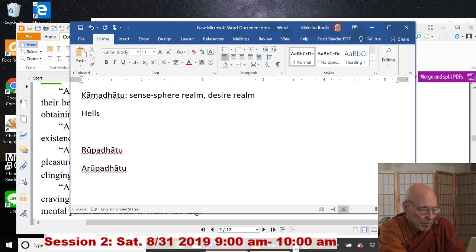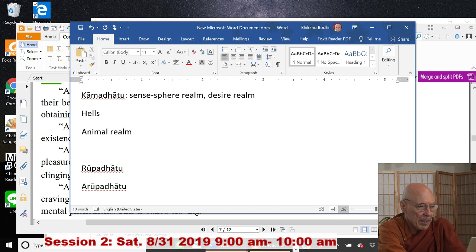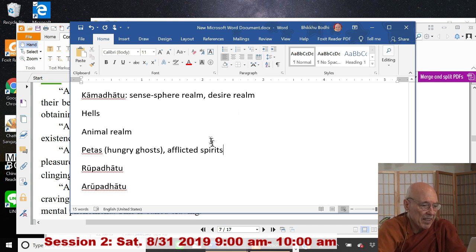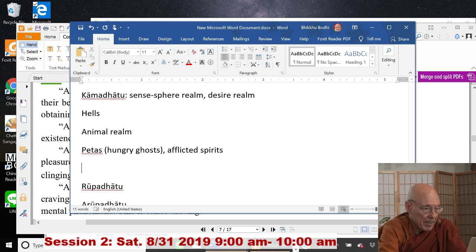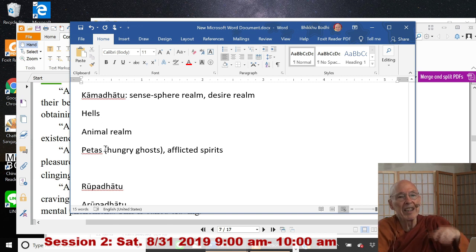hells, the animal realm, the realm of the pretas, sometimes translated hungry ghosts, or we could translate maybe the afflicted spirits. So these are the three unhappy or unfortunate realms of rebirth in the desire realm.